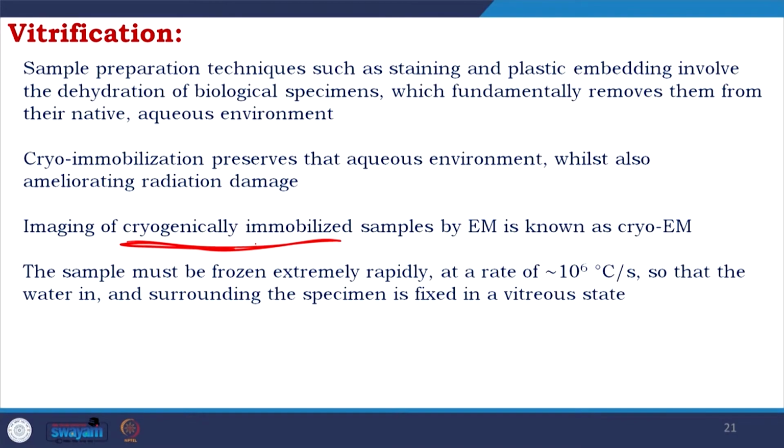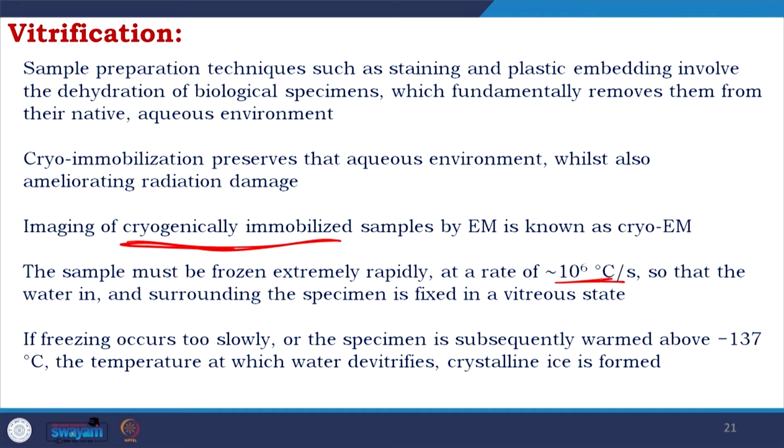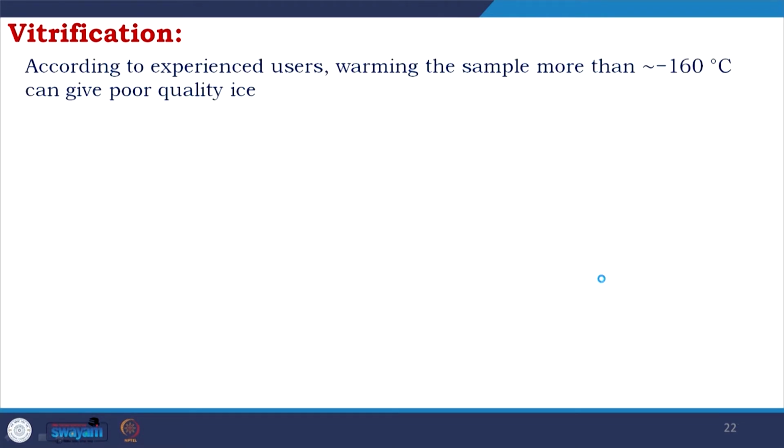The sample must be frozen extremely rapidly at a rate of 10 to the power 6 degree centigrade per second, so that the water in and surrounding the specimen is fixed in a vitreous state, that is called vitrification. If freezing occurs too slowly or the specimen is subsequently warmed above minus 137 degree centigrade, the temperature at which water devitrifies, crystalline ice is formed. According to experienced users, warming the sample above minus 160 degree centigrade can give poor quality ice, greatly affecting the experimental data.